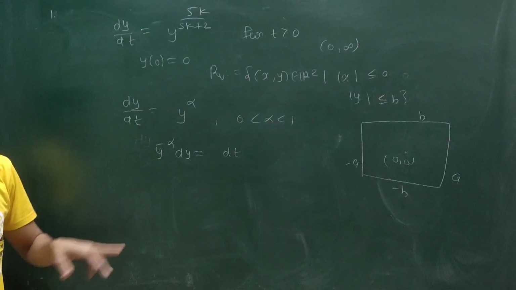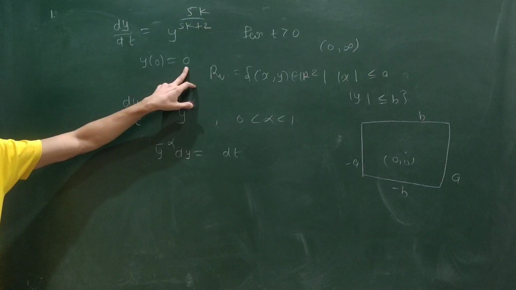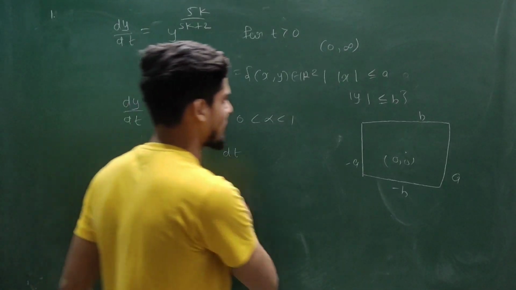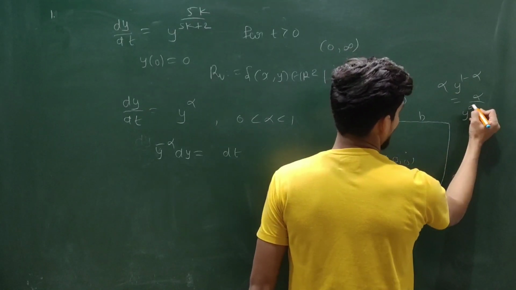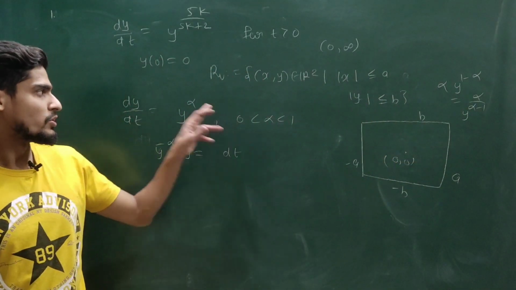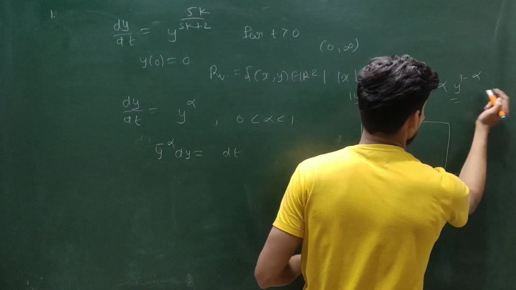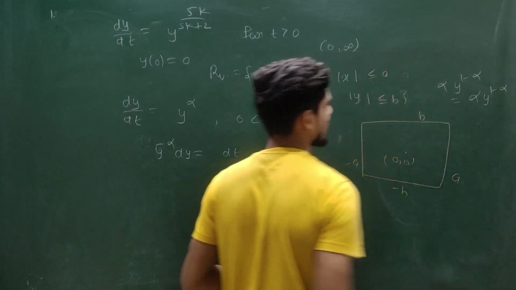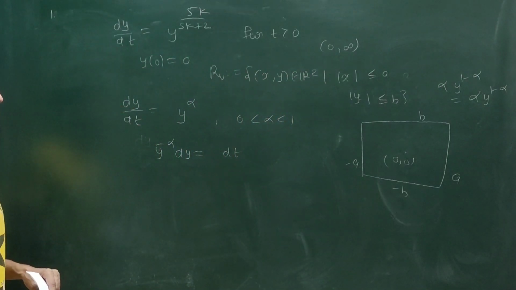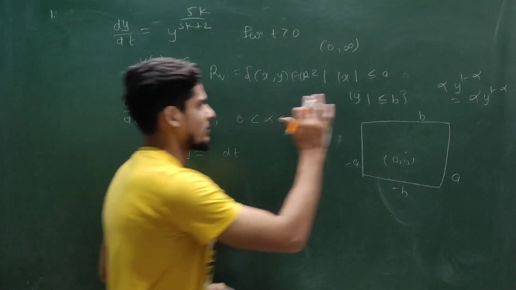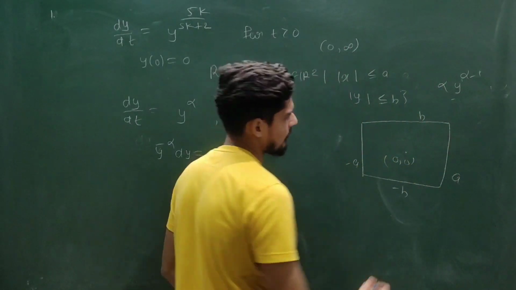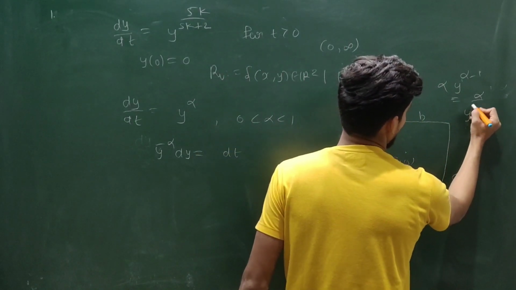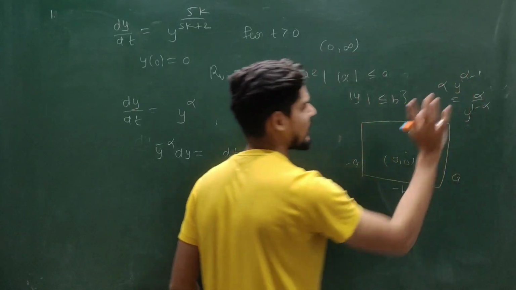So one is this, and why it is not Lipschitz: because this point is 0. So you are checking in the neighborhood of 0, 0. If you find the partial derivative, it will be alpha times y power 1 minus alpha. Okay, I have done a wrong calculation here. This is alpha times y power alpha minus 1, which is the same as alpha upon y power 1 minus alpha. Now it is correct.